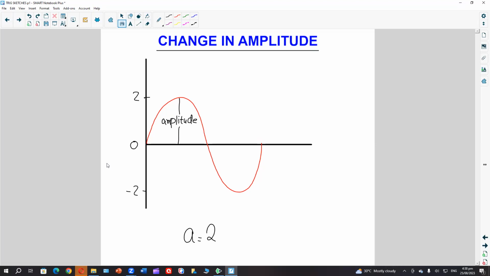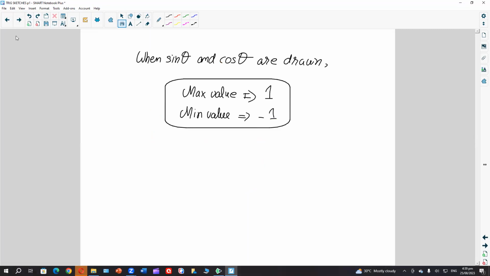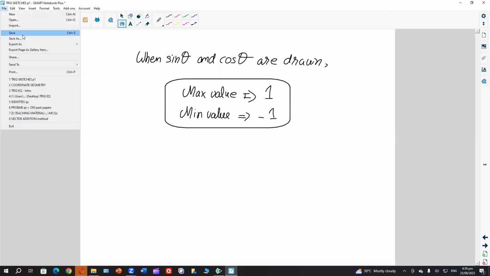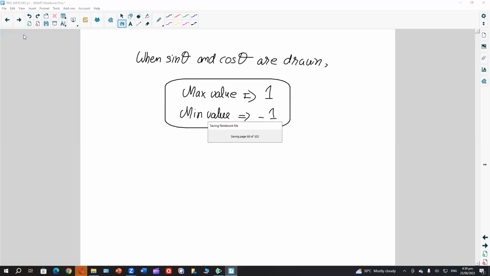Done. Amplitude is the height of a sketch. So in this sketch, the examiner can ask you to find the amplitude. Amplitude is small a, and you will say the amplitude is 2 from the graph. When sine theta and cos theta are drawn, their maximum value is 1 and their minimum value is -1. You can look at the sine and cos sketches. Their maximum value where they go up is 1 and their minimum value is -1. You have to copy this.